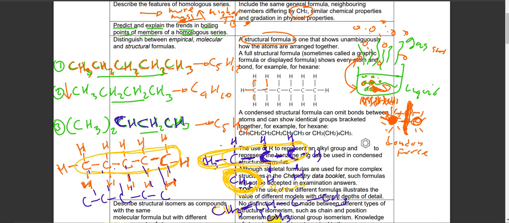Because the intermolecular forces are weaker, it is easier for us to boil compound 3 than compound 1. So according to this, we have the second principle of boiling point.